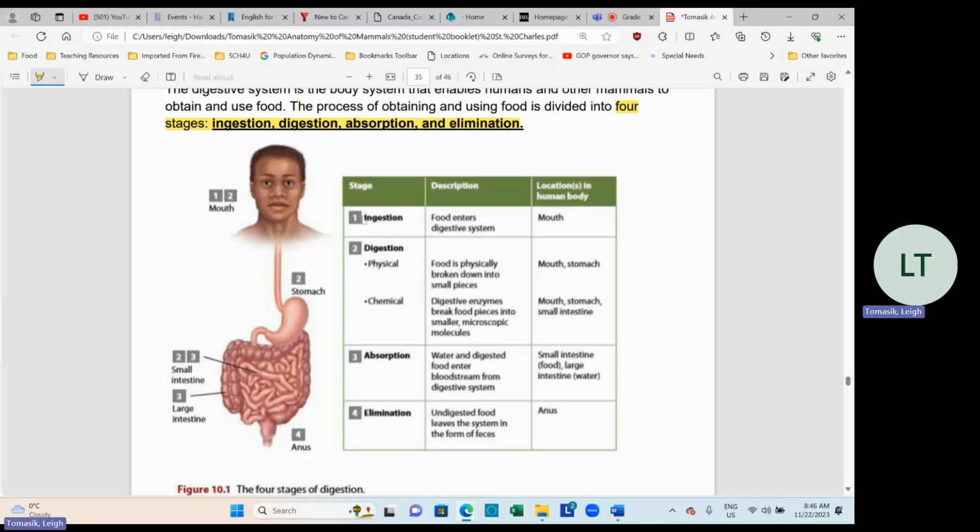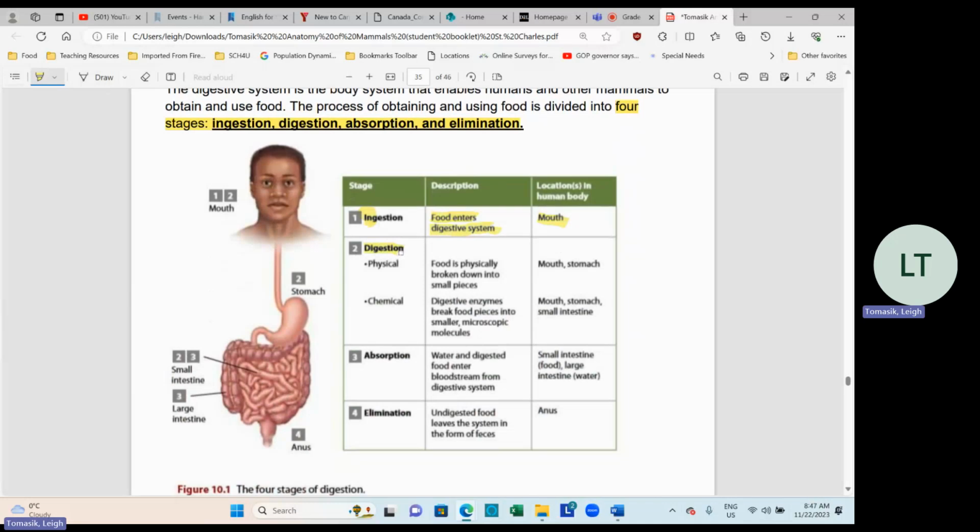So the word ingestion starts with in, right? And this is what food goes in your body, right? Ingestion, food enters your digestive system, food goes in your body. And that begins in the mouth, right? That's, I hope, where everybody puts their food when they're looking to put it into their body, right? But then immediately when you put food in your mouth, digestion starts to occur.